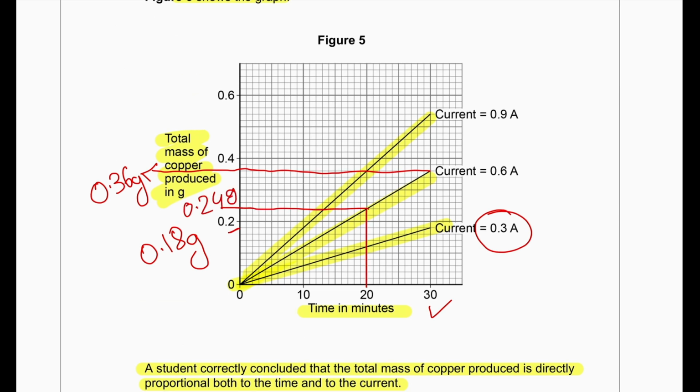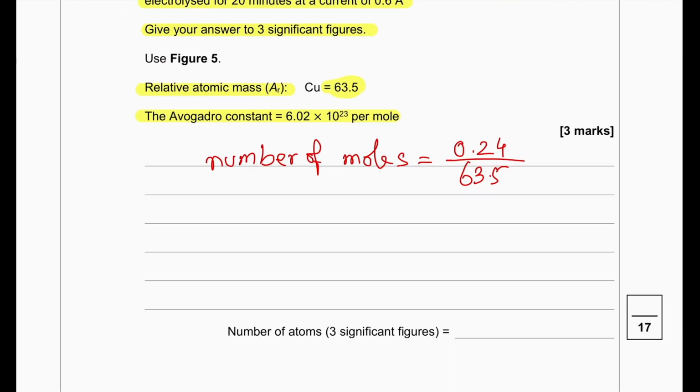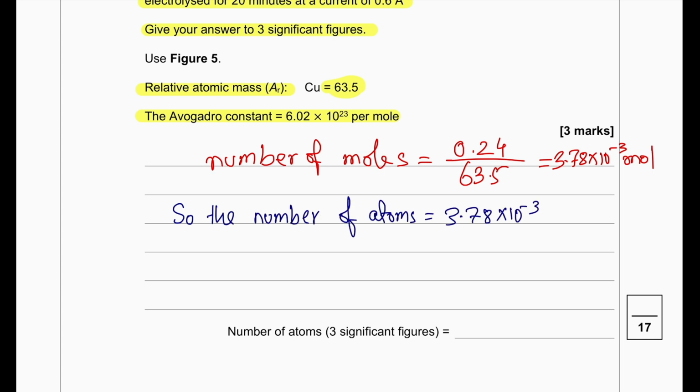So the number of atoms will be 3.78 times 10 to the power of minus 3 times 6.02 times 10 to the power of 23. This will give us the number of atoms. So 2.28 times 10 to the power of 21 atoms.